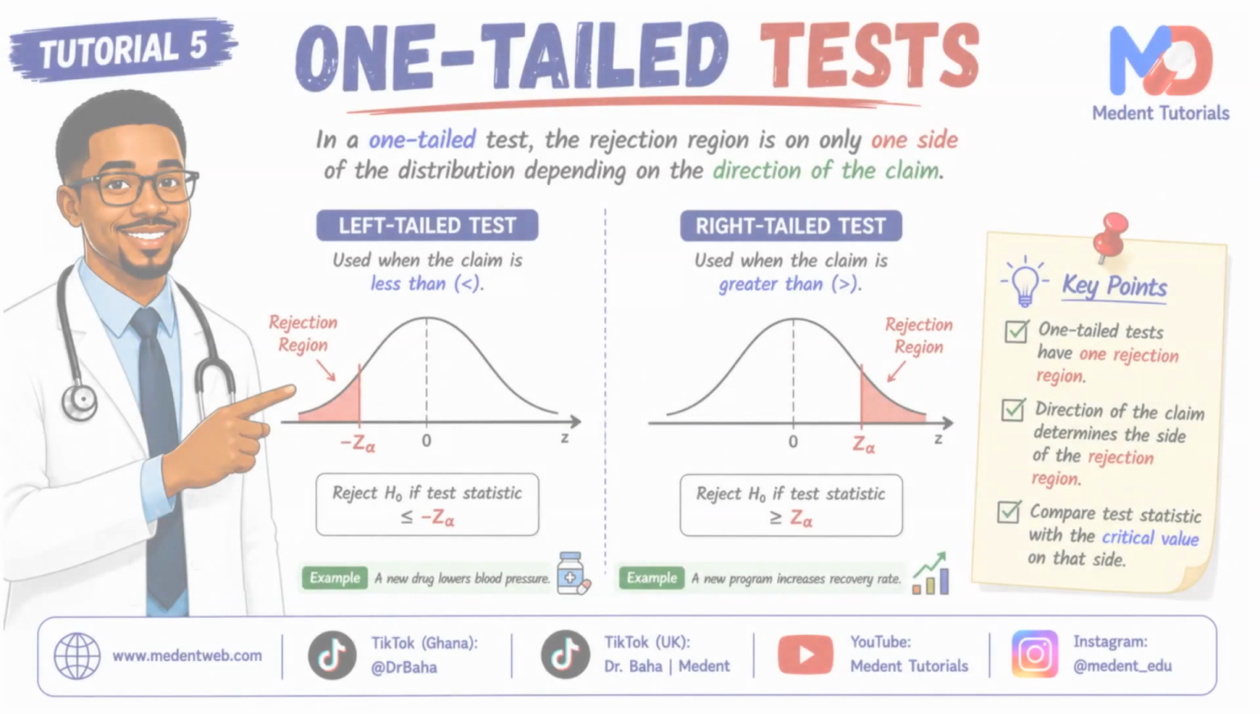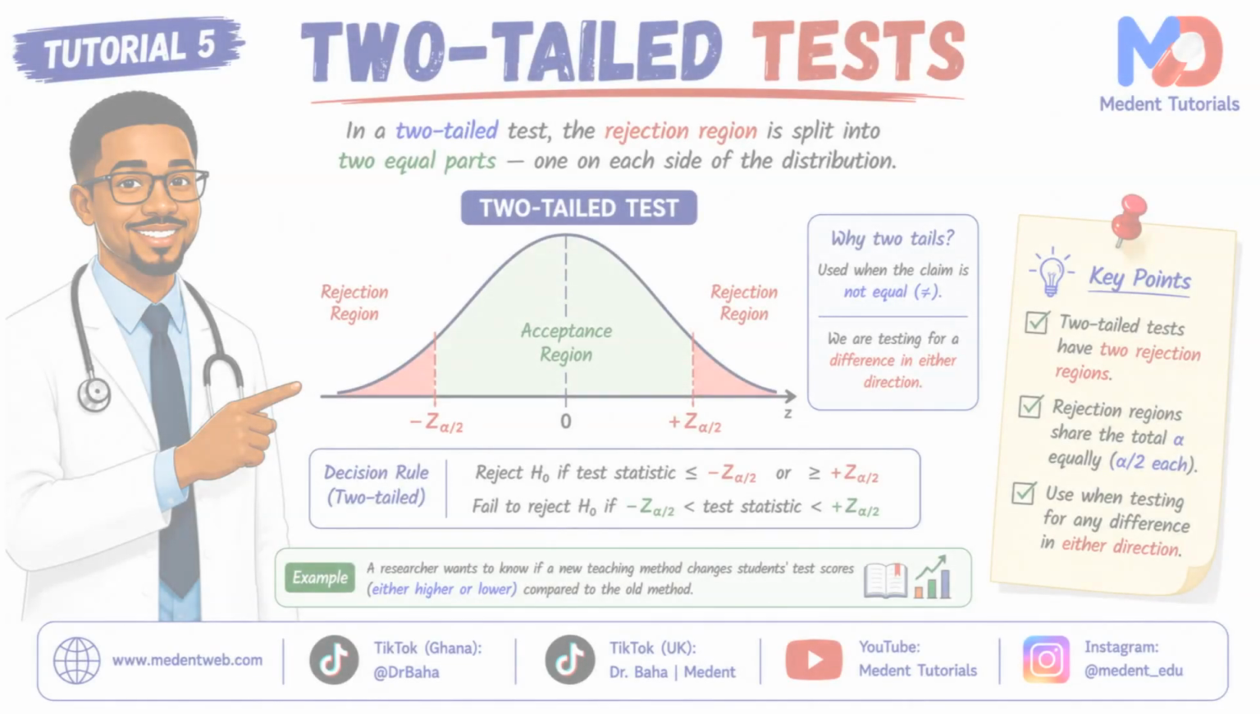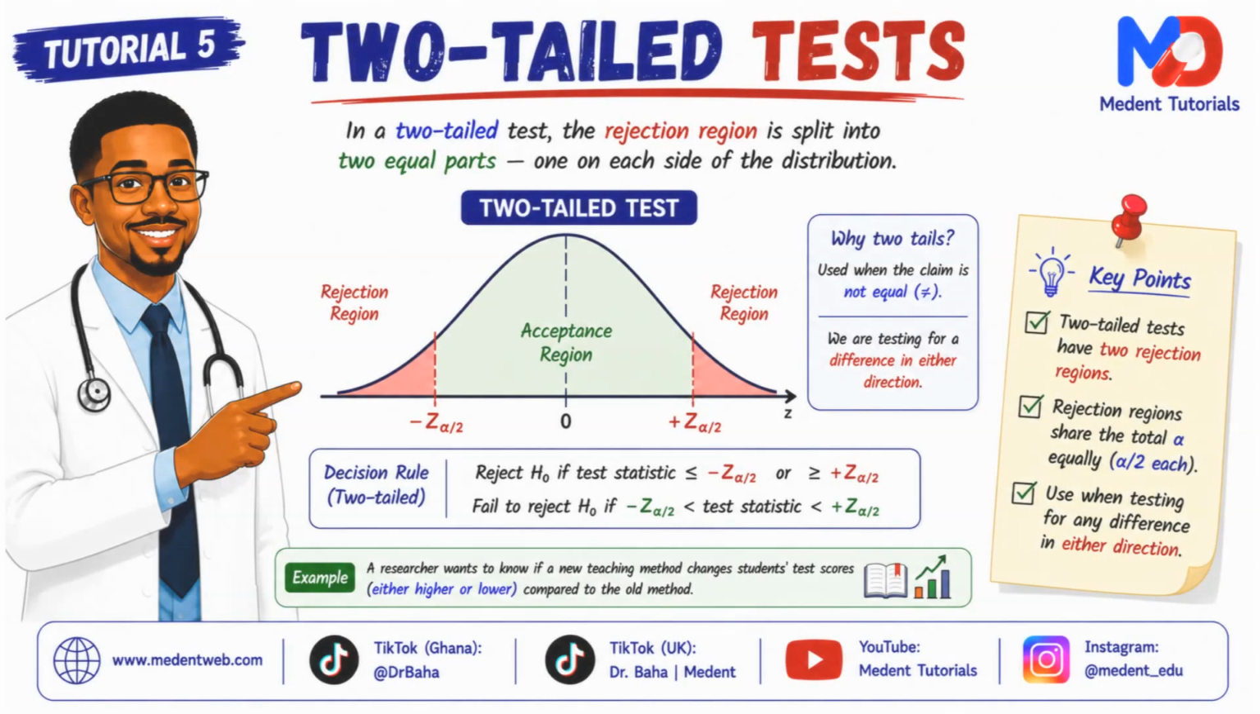For a one-tailed test, there is only one rejection region. It is placed on either the left or the right side, depending on the research question. For a two-tailed test, the rejection region is divided equally between both tails because we are looking for any significant difference in either direction.